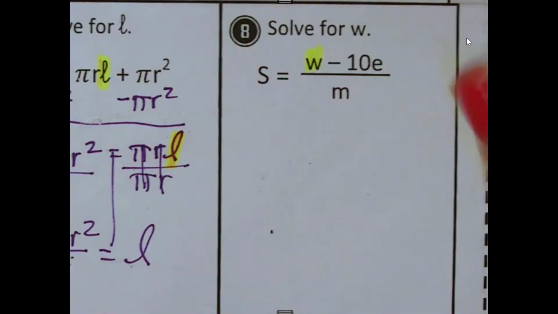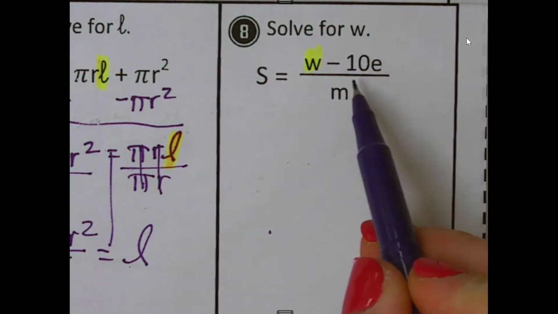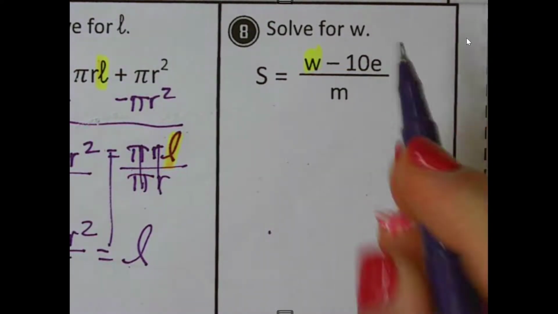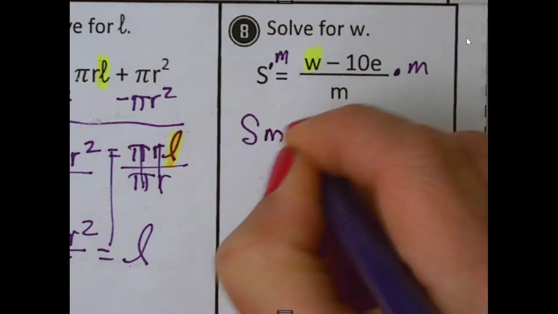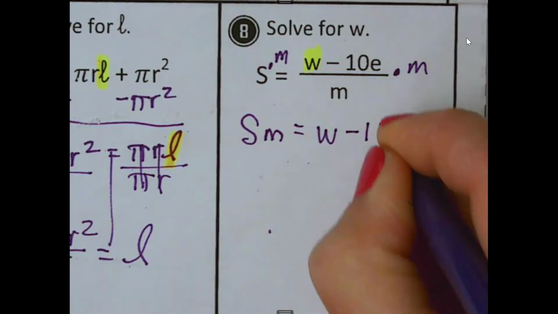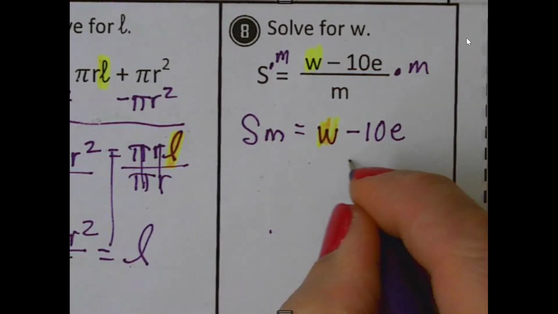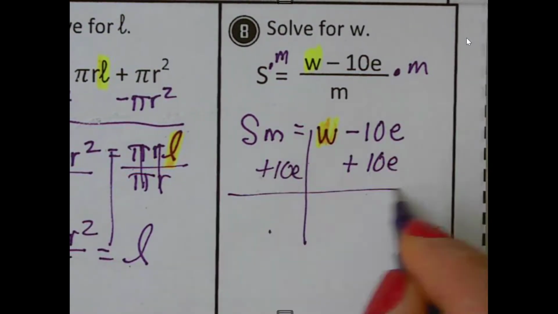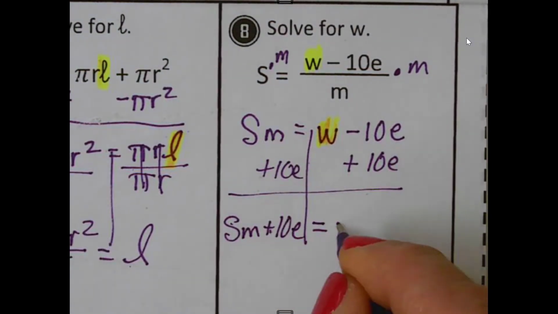All right, last example. We're going to solve for W. So if I say this one, it's S equals W minus 10E divided by M. So the last thing I just said was divide by M. Remember, we're undoing. So I'm going to times by M first. So capital SM equals W minus 10E. Solving for W, I'm going to add 10E. So I have SM plus 10E equals W.